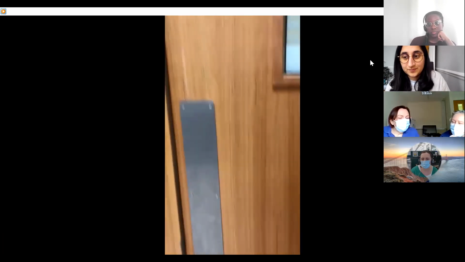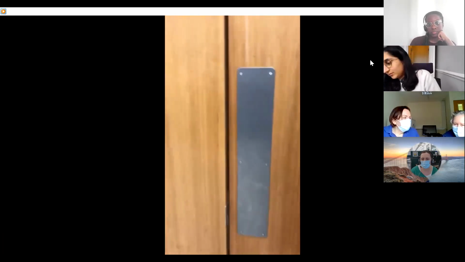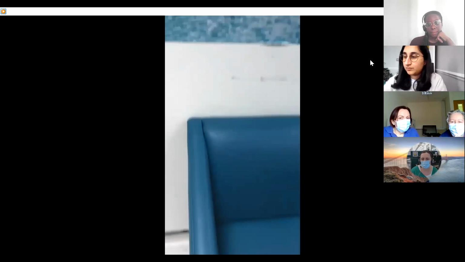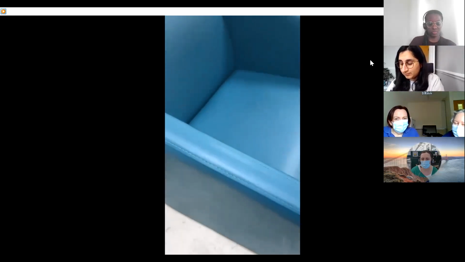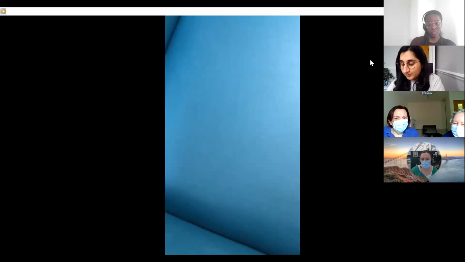The hinges from the doors have been removed and they no longer have hinges. There's no handles on the first door. If we go to the furniture, this is specially weighted furniture that is unable to be lifted.